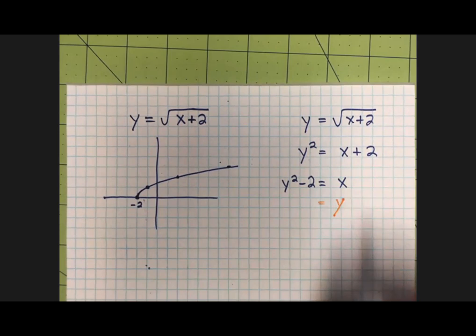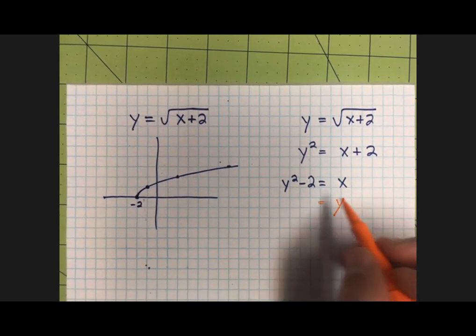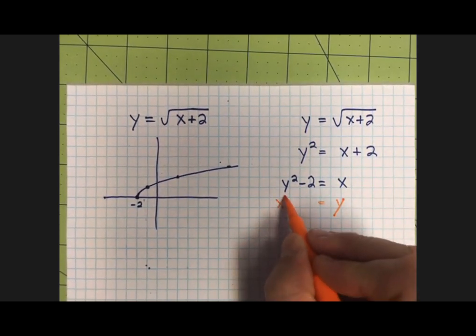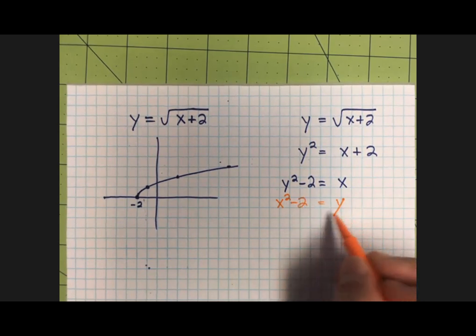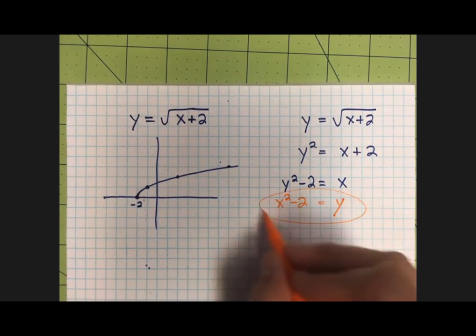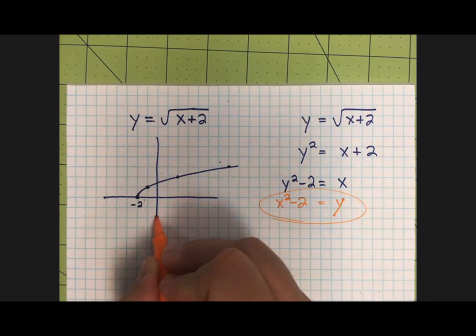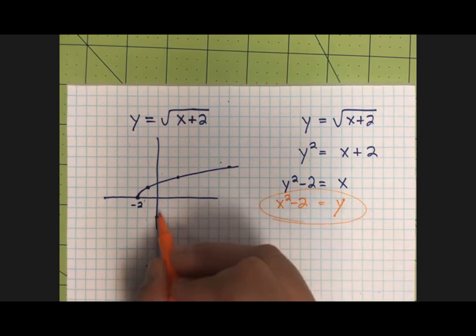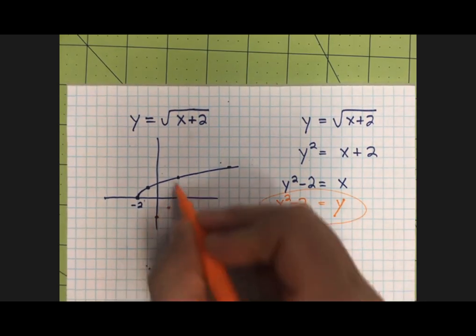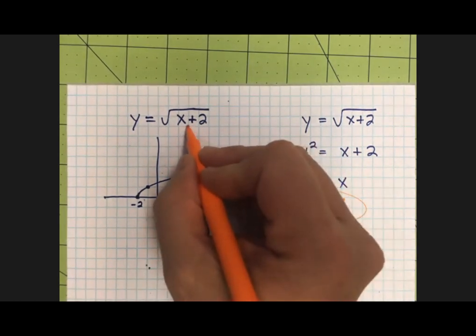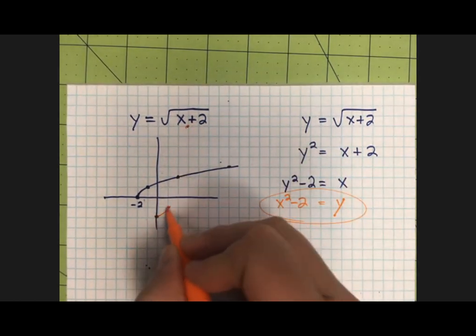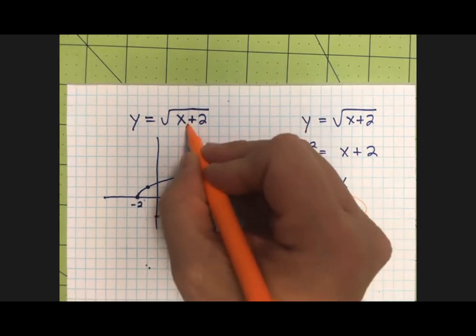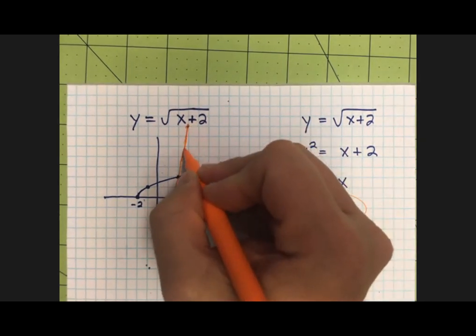orange doesn't show up too badly on my camera. Switch the x's and y's. Now I've created a mirror image. It's a parabola that drops 2 units. Parabola follows the 1, 3, 5 pattern, and it drops 2 units. And it now looks like this.